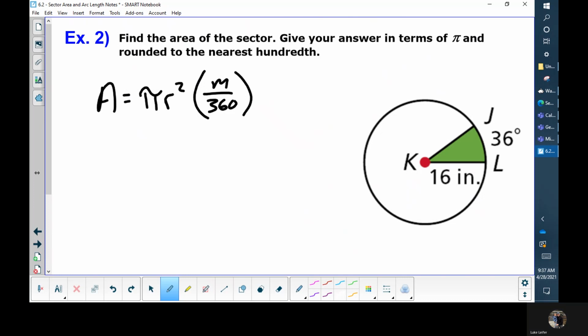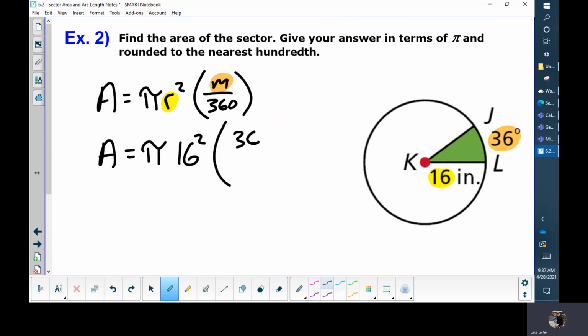Okay. I'm just plugging in 2 numbers, right? What goes in the R spot? What's the radius in this scenario? 16. What goes in the M spot? 36. So area equals pi times 16 squared times 36 over 360. So that went there. This went here.